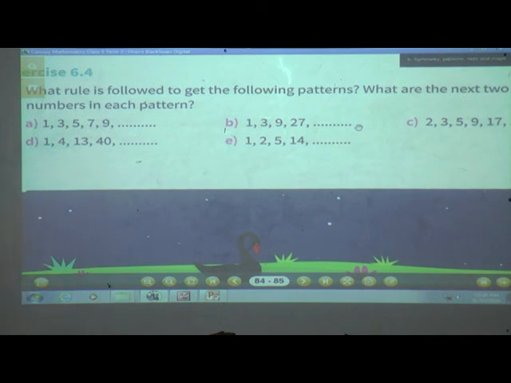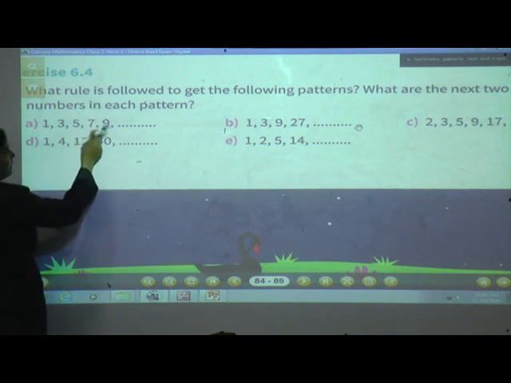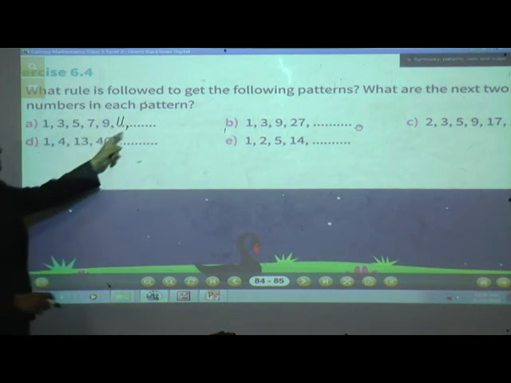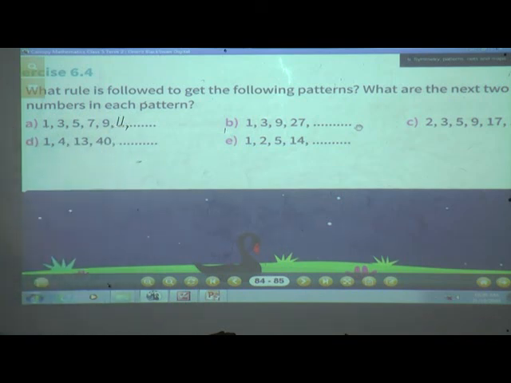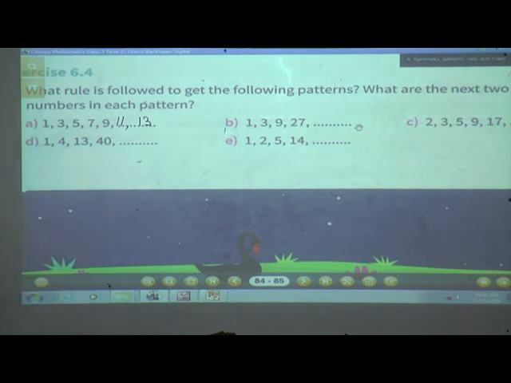Okay, so here they have given us alternate numbers, 1 and they have skipped 2 and here is a 3, skipped 4, 5, skipped 6, 7, skipped 8, here is a 9, so we can skip now 10 and we can write 11. Now the next number, what will come, students? Yes, we can skip 12 and we can write 13. Okay, now understood all of you this one? Okay, now the next one, B.